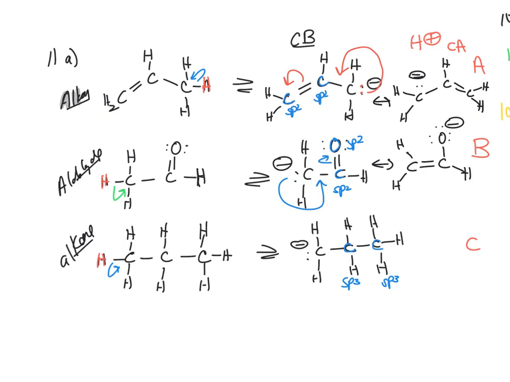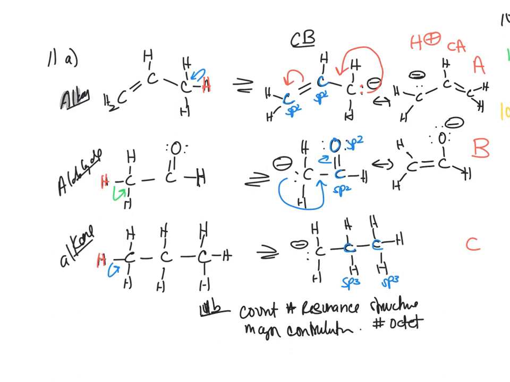Predict which base would be the most stable and which would be the least stable based on resonance stabilization. Well, you count resonance structures, okay? You count the number of resonance structures when you're trying to decide the stability. So we're looking at 11B. The other thing you do is remember when you figured out the major contributor based on the number of octets satisfied, the charge, if it's on the more electronegative atom. But the first thing you count is resonance structures. Because there's zero, this is going to be the least stable.